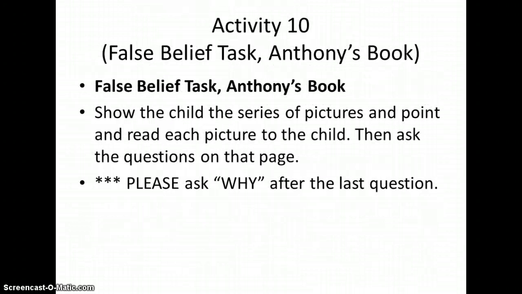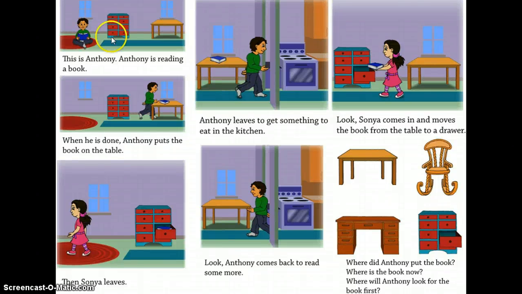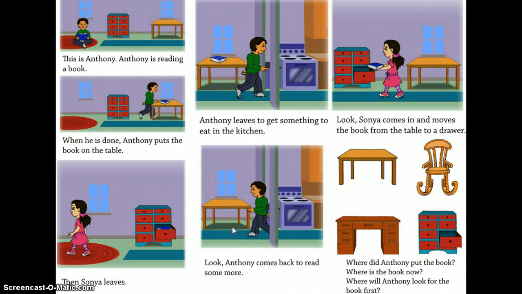Activity 10 is the false belief task, and we're using the story of Anthony's book. False belief task is something in child development where we're trying to imagine a child being able to look from somebody else's perspective. So what you'll do is you'll read this story to the child. This is Anthony, and Anthony is reading a book, and you'll want to point to each picture as you read it. When he's done, Anthony puts the book on the table. Anthony leaves to get something to eat. Look, Sonia comes in and moves the book from the table. Then Sonia leaves. Look, Anthony comes back to read some more. Where did Anthony put the book?